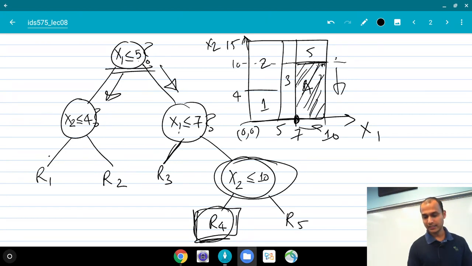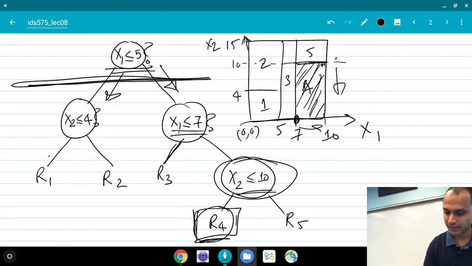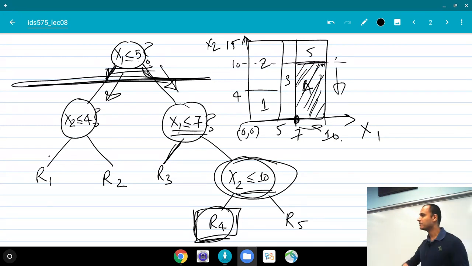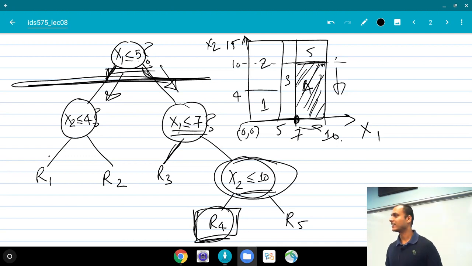How do you ensure that it covers the whole region? I start with the full region, which is 0 to 10 cross 0 to 15. That's my 2D space, and I split it into two parts: x1 less than 5 and x1 greater than 5. Those two regions make up the full space. I always start with the full space, so if I partition, the complement of the regions is always included.